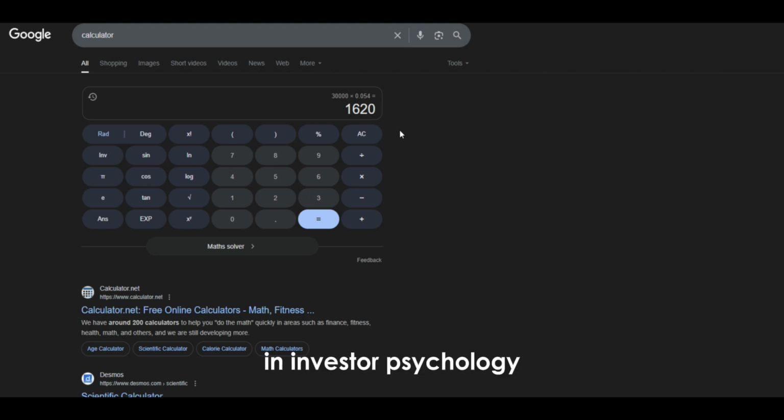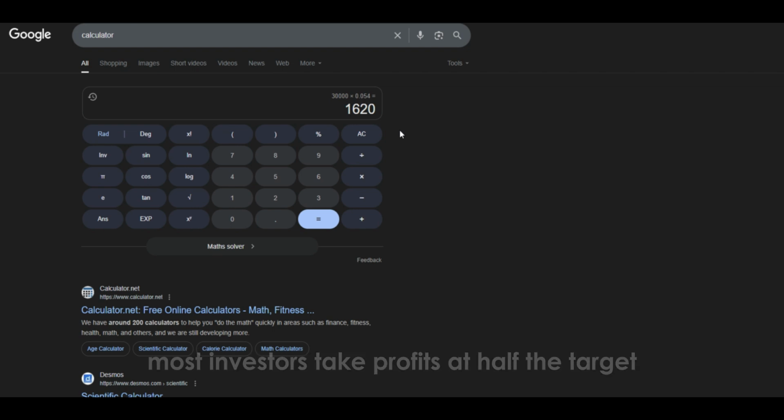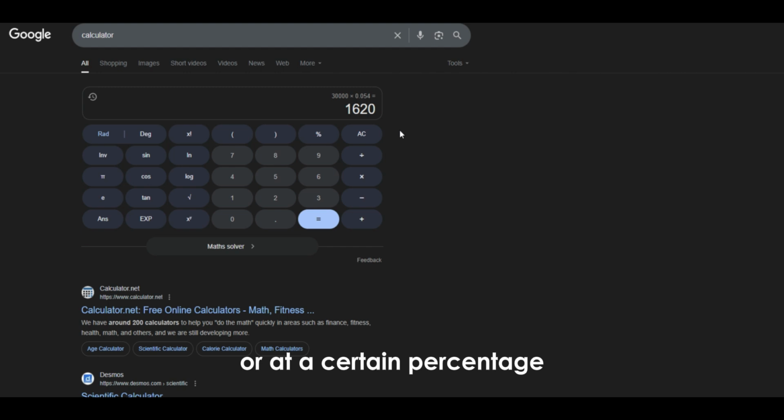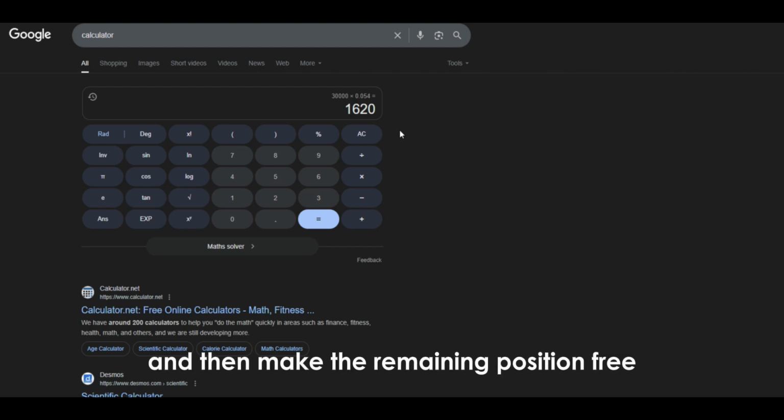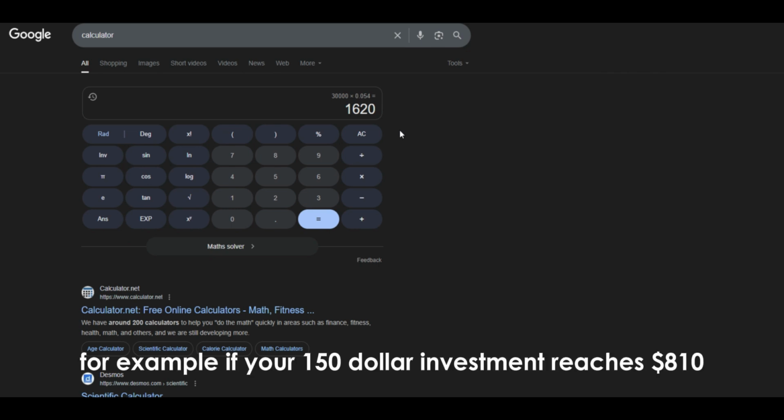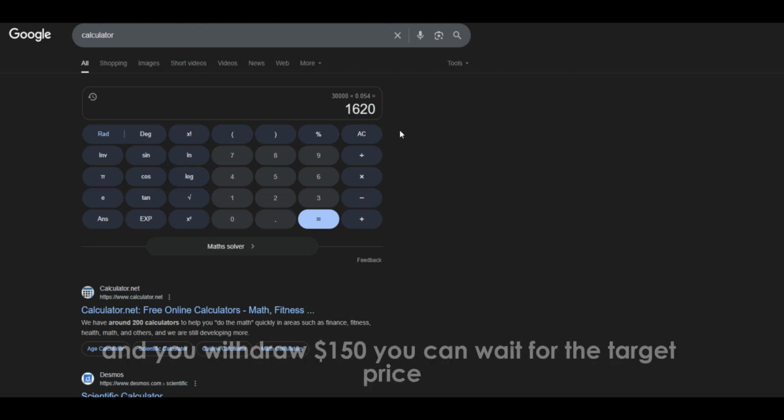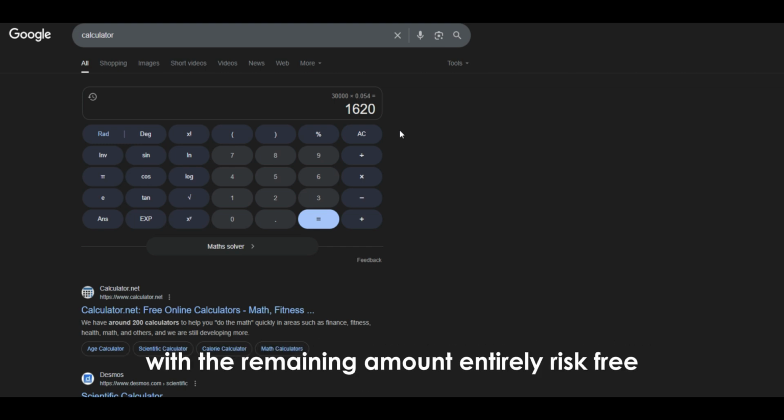In investor psychology, locking in profits is a very strong urge. Most investors take profits at half the target or at a certain percentage and then make the remaining position free. This brings the investment's risk down to zero. For example, if your $150 investment reaches $810 and you withdraw $150, you can wait for the target price with the remaining amount entirely risk-free.